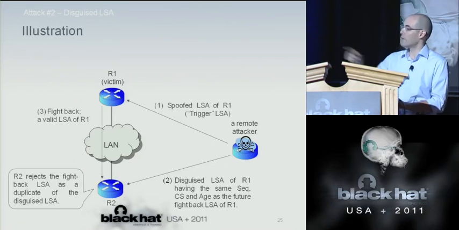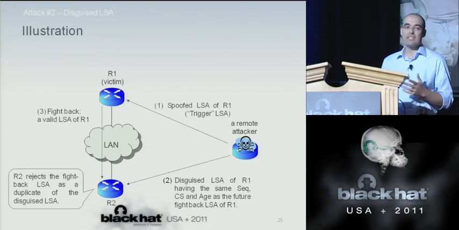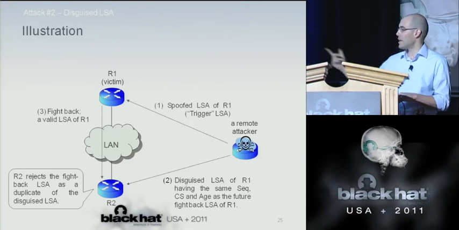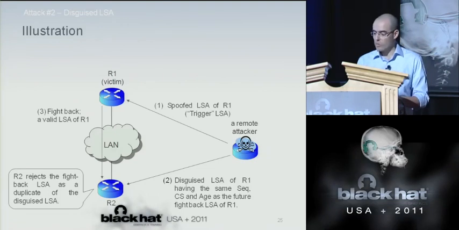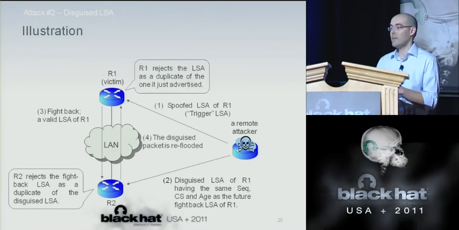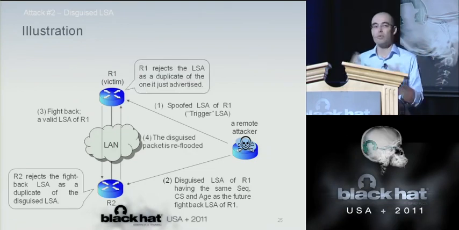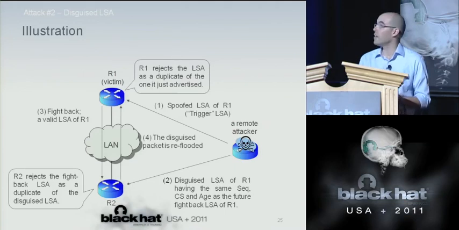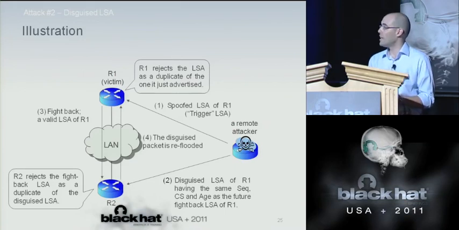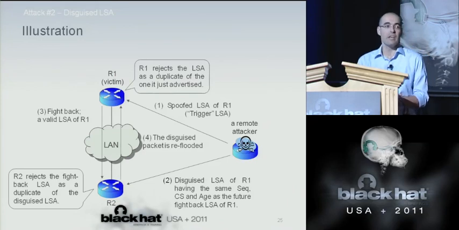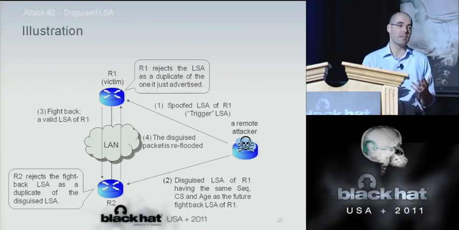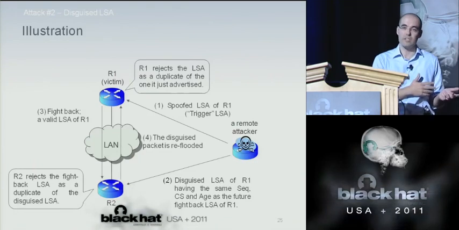Now, when the trigger LSA is received by R1, it will immediately send out a fightback LSA, which will be received by R2, and it will reject it as a duplicate of the disguised LSA just received. Meanwhile, R2 will also reflood the disguised LSA to all its neighbors. This includes R1, and R1 will get the disguised LSA and again reject it as a duplicate of the fightback it just originated.